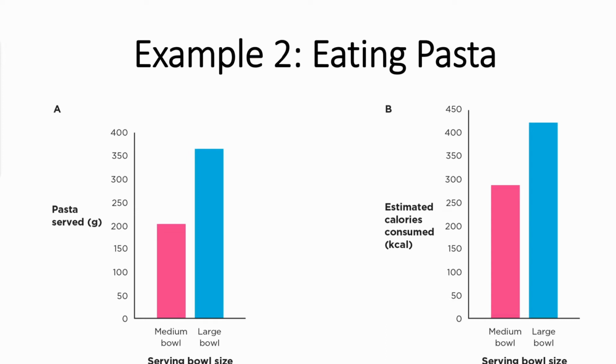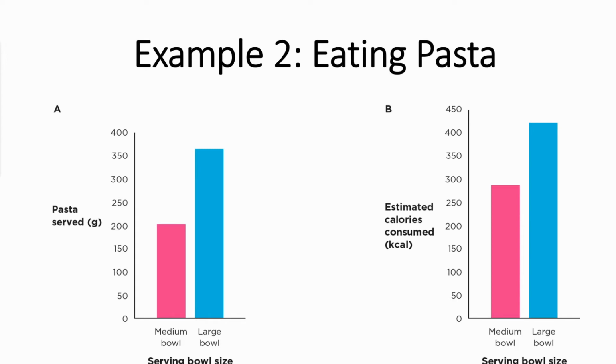In this situation, we're looking at researchers from Cornell University who, back in 2012, decided to set up an experiment to see if the serving bowl size, so the size of the container that food is served from, had an effect on portion size, so on how much food students would take and eat. The participants were randomly assigned to be in either the large bowl or the medium bowl condition.